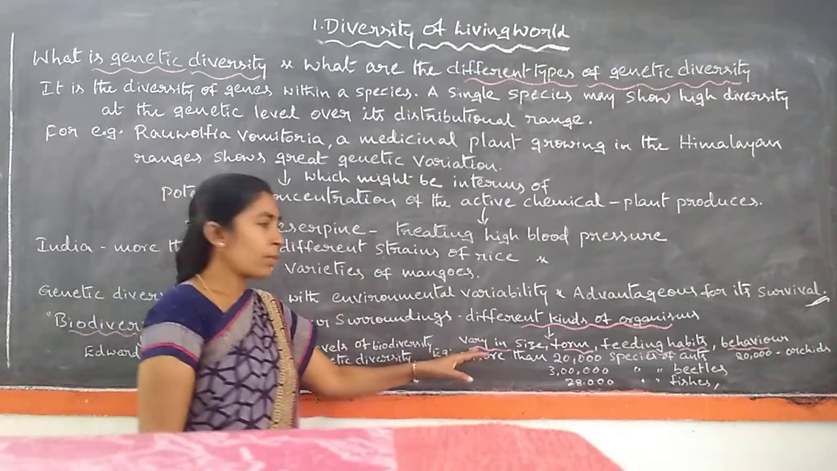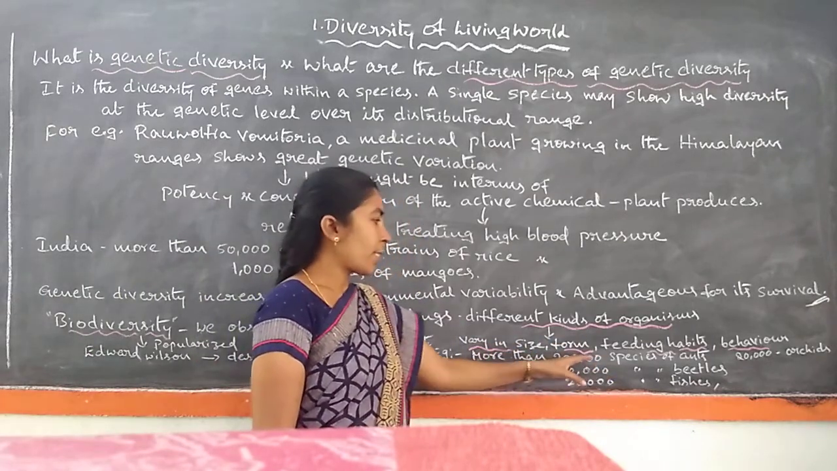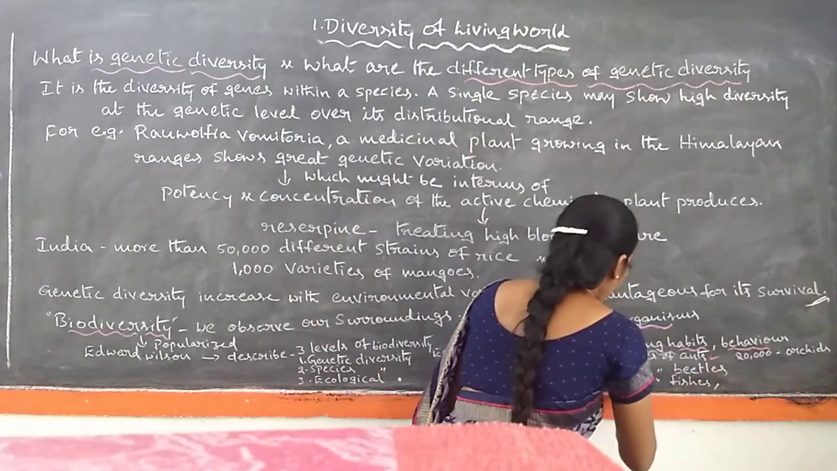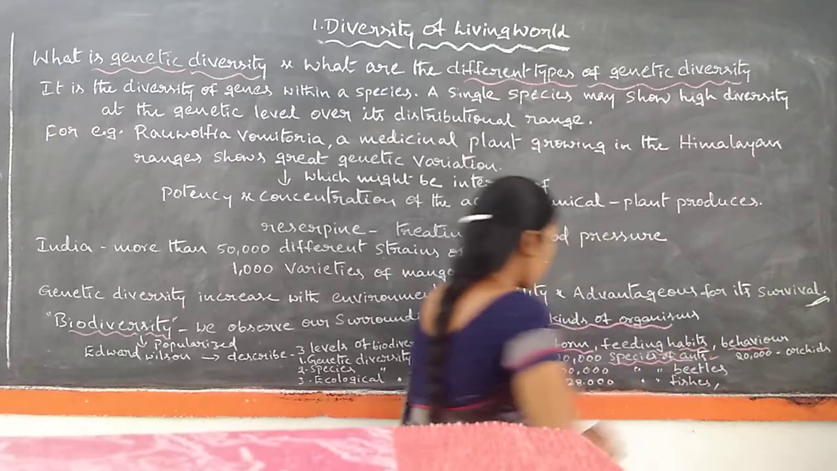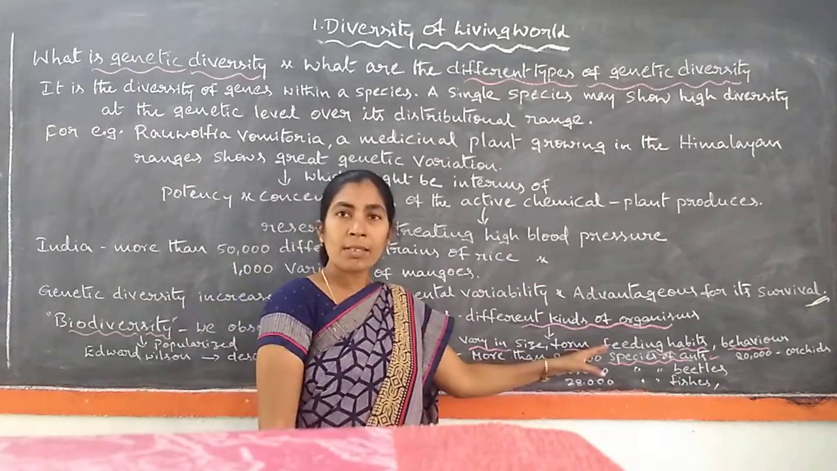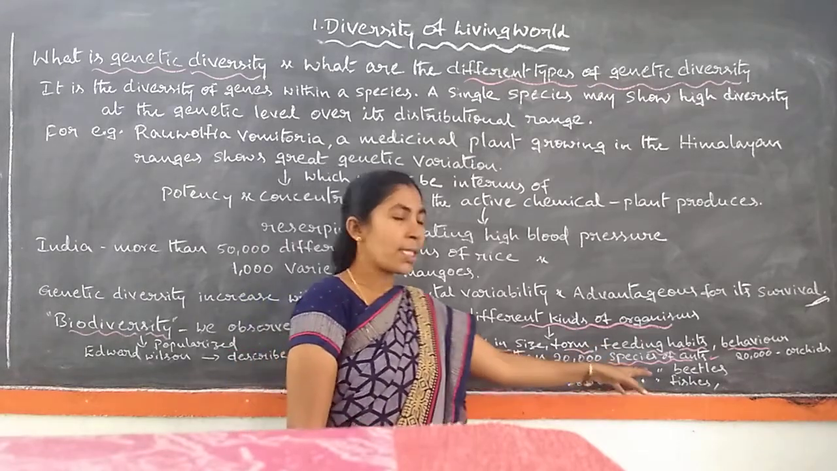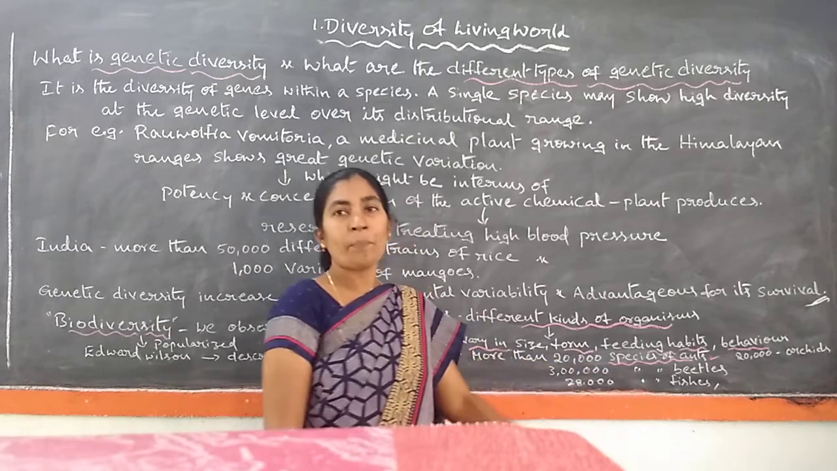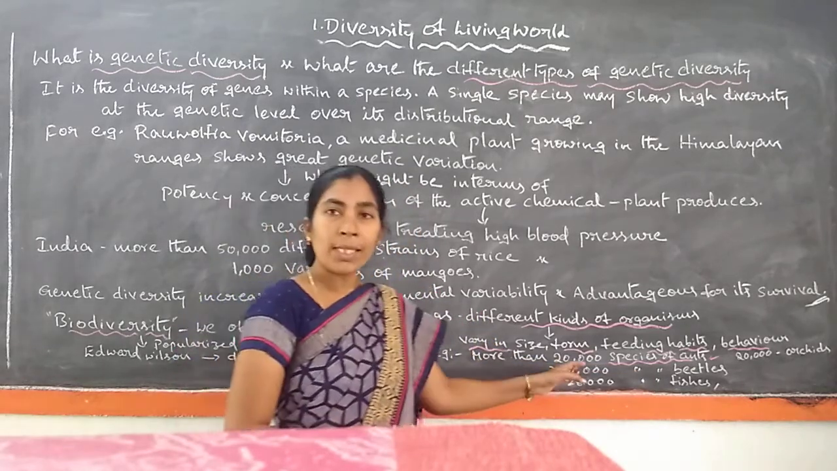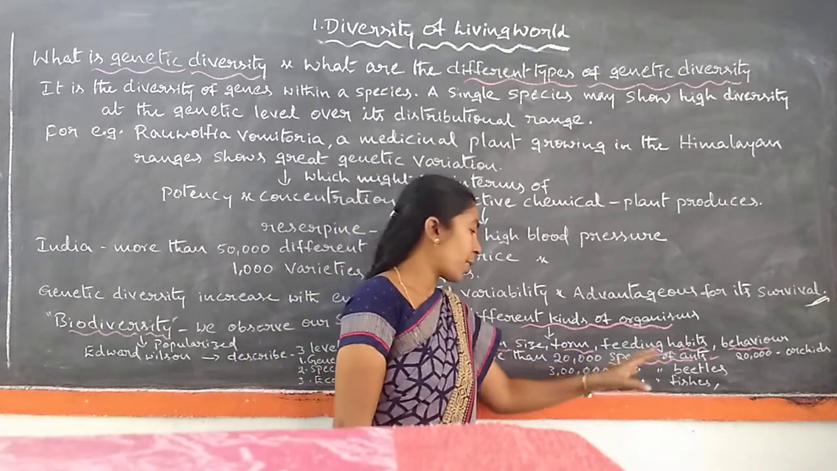For example, when we observe this world, more than 20,000 species of ants are present, and they also show variation. Then there are 3 lakh species of beetles. How many beetles are present? 3 lakh species of many different types of beetles.